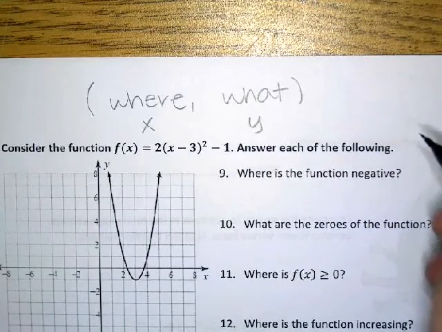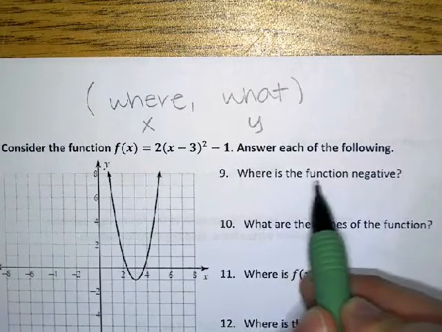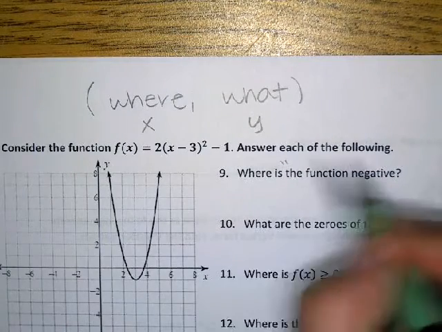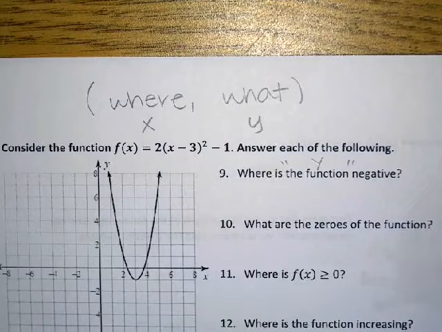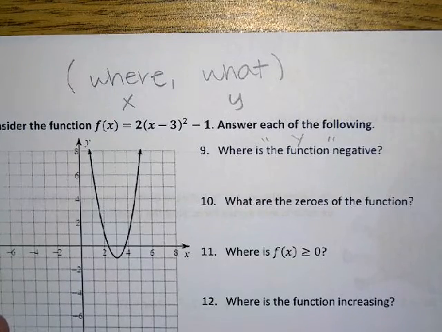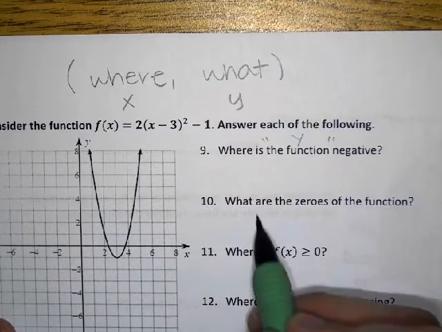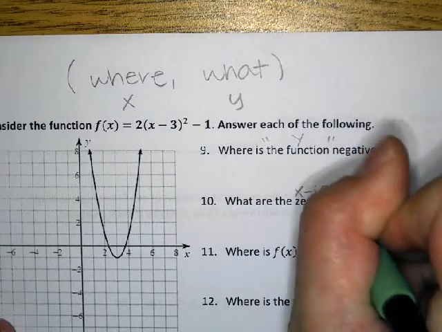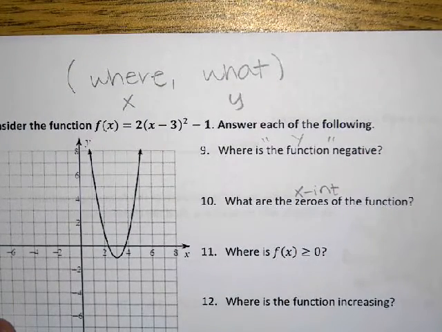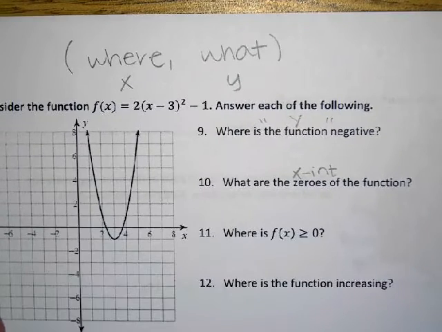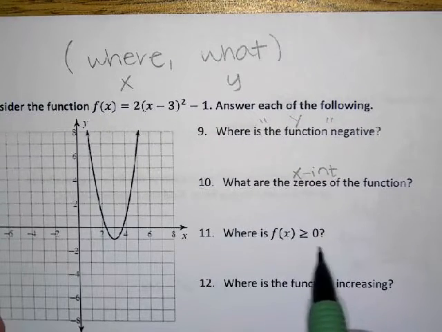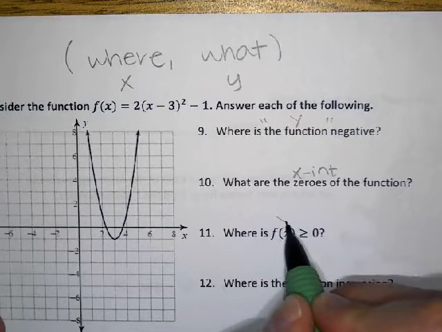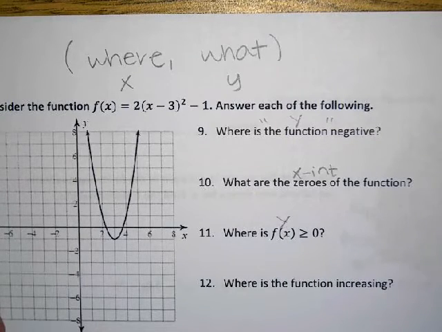We also have to remember that when they say something like the function, they're really talking about Y. Where is the function negative? They're saying where is the Y value negative? When they say what are the zeros of the function, they're really asking about the x-intercepts. When they say where is f of x greater than 0, they're really saying where is y greater than 0, so where is y positive?